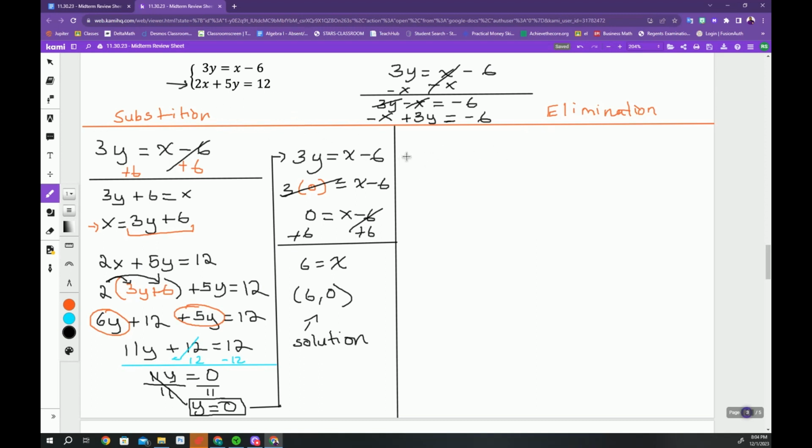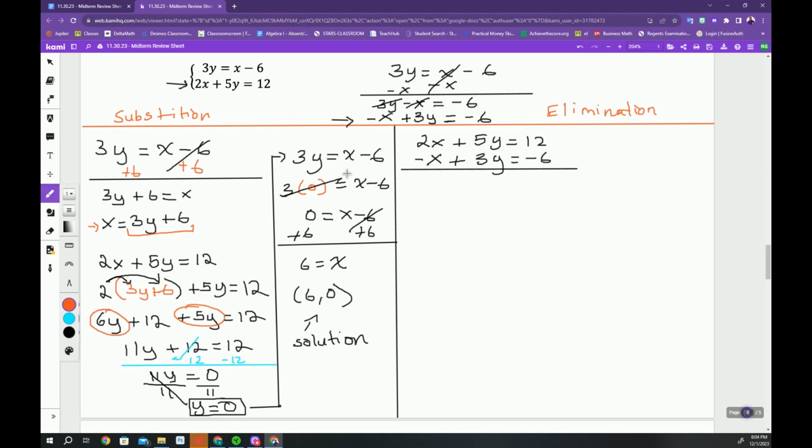So let's do 2x plus 5y equals 12. Now we're going to line up the other equation that we just rewrote underneath it: negative x plus 3y equals negative 6. Okay, now we're going to combine. Wait, can we combine them? If we combine these two equations, will anything cancel out? We have 2x minus x, that's going to give us positive x. 5y plus 3y is 8y. None of the variables canceled out.